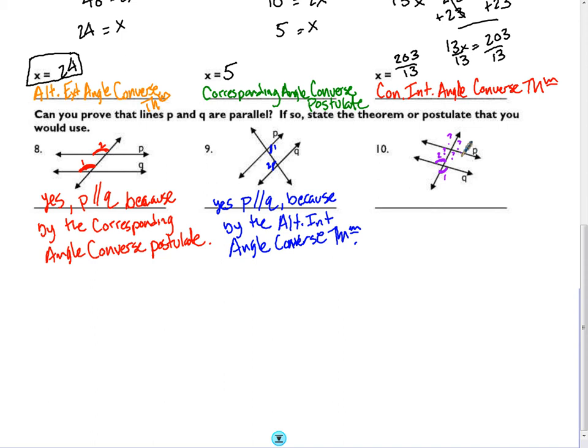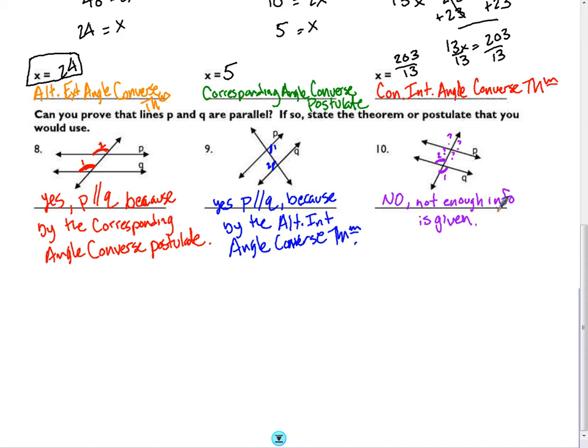So can I prove that line P and Q are parallel? No, there's not enough information. Not enough info is given. So if I wanted to go ahead and find more about line P and the relationship it had with the transversal, then maybe I'd be able to prove parallel or not, but at this point I don't have enough information to do so.